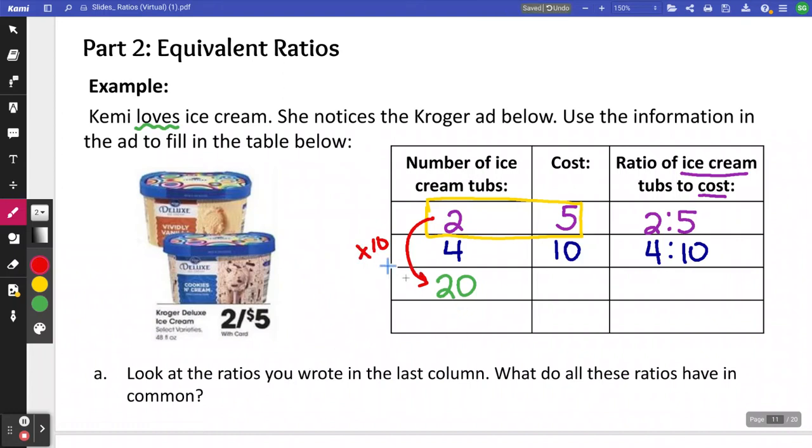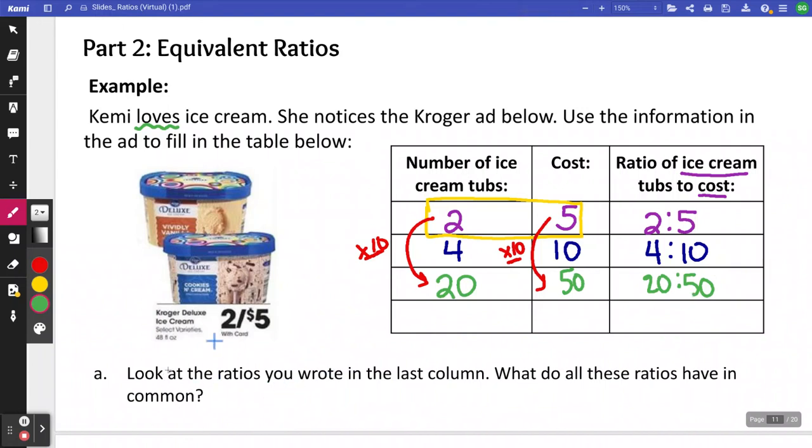Once I figure out that, I can do the same thing over here. So this picture, it's like she's buying 10 of these pictures. She's buying 10 times as much as in the ad. So that means the cost is going to be 10 times as much. It means that cost of $5, I want to multiply that by 10 as well, because these are always going to be the same. And 5 times 10 gives me 50. Let me keep the colors consistent. So we get that ratio 20 to 50. That means for every 20 tubs of ice cream she's buying, it would cost her $50.